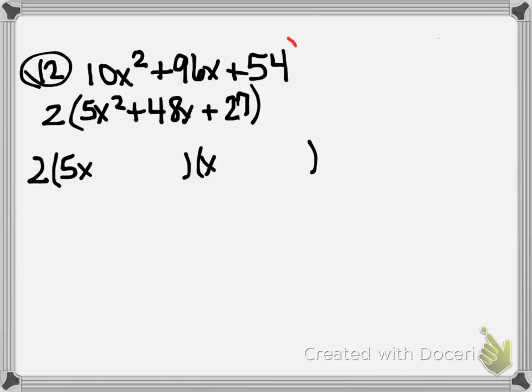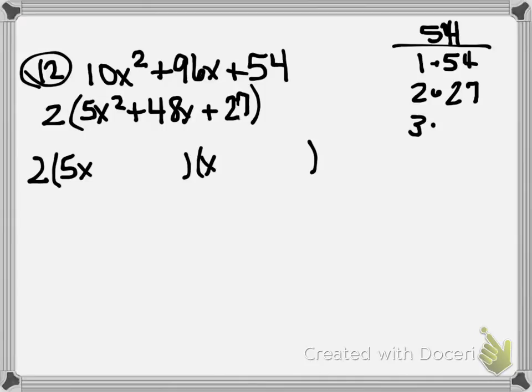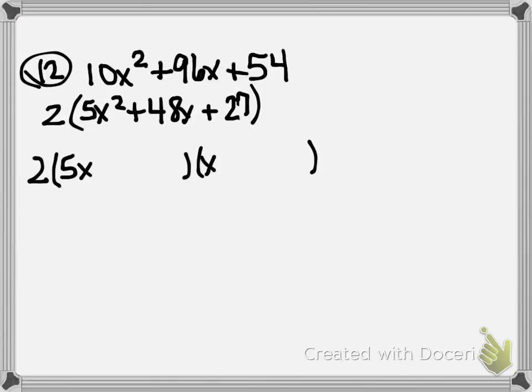Now let's look at factors of 54. Well, you can get to 54 by using 1 times 54, and you can get there with 2 times 27 and 3 times 18. And then you could get there with 9 times, I'm sorry, we're not doing 54. I hope you guys caught that. We factored that out. We're looking at 27 now.